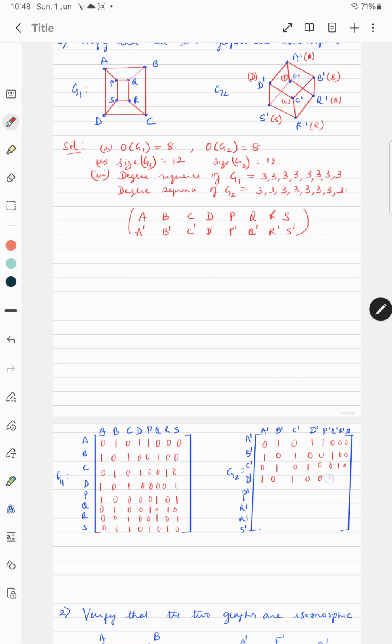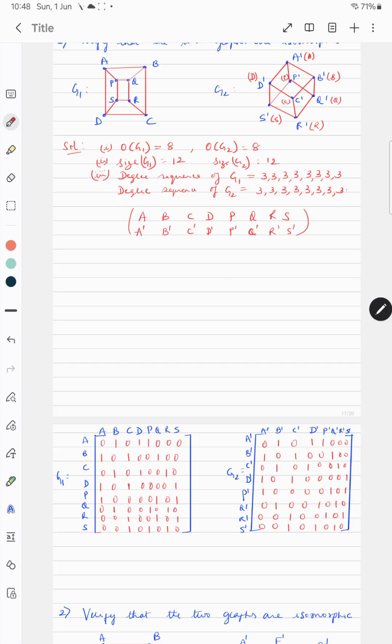One, zero, zero, zero, zero, 1. Then 1, 0, 0, 0, 0, 1, 0, 1. 0, 1, 0, 0, 1, 0, 1, 0. 0, 0, 1, 0, 0, 1, 0, 1. 0, 0, 1, 0, 1, 0, 1, 0.